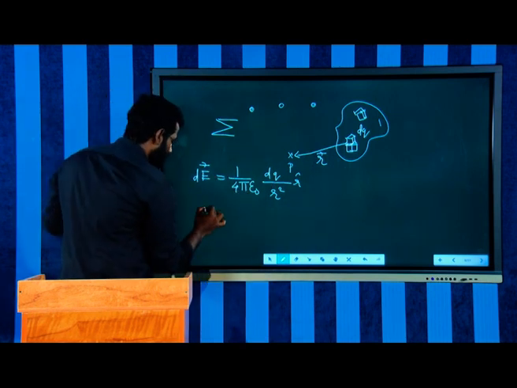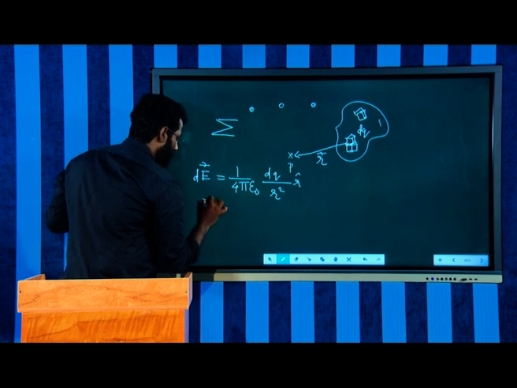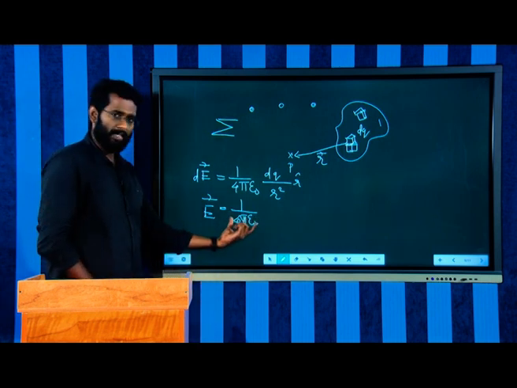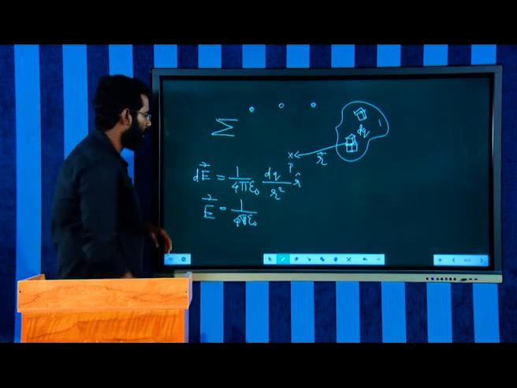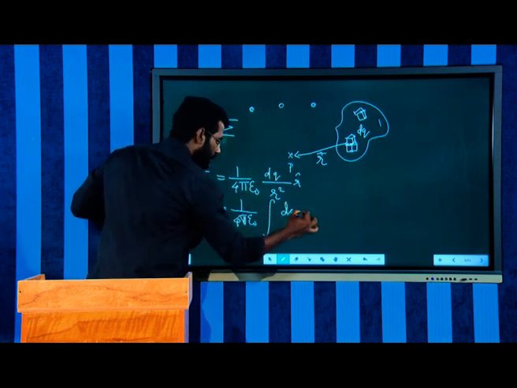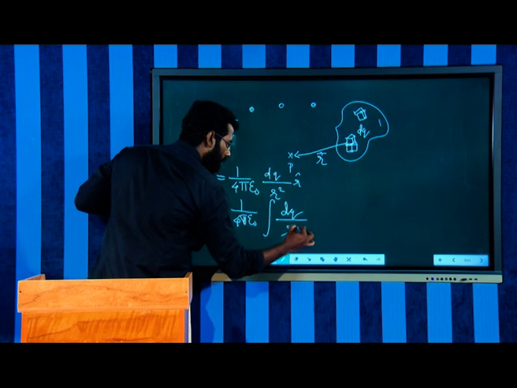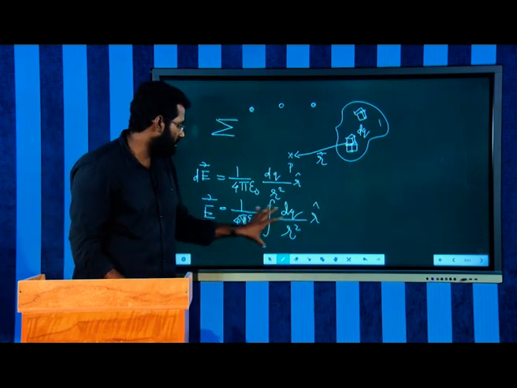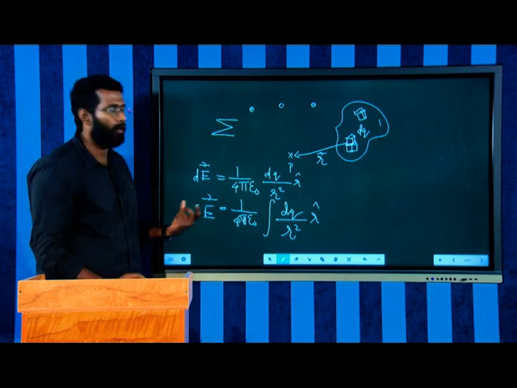So, to find the total field E, it becomes E is equal to 1 by 4 pi epsilon 0. This is a constant, that is why I took it outside. Now, I have to integrate dq divided by r square into r cap. Okay. Now, evaluate this integral to get the total electric field.